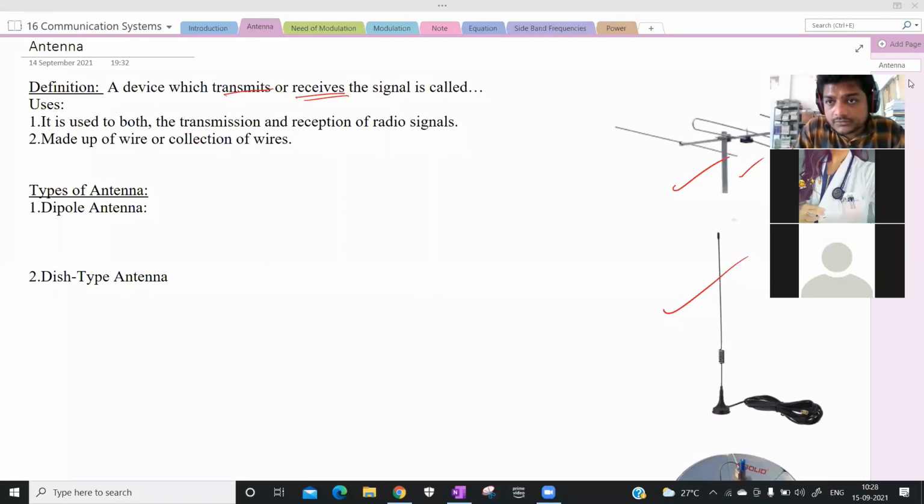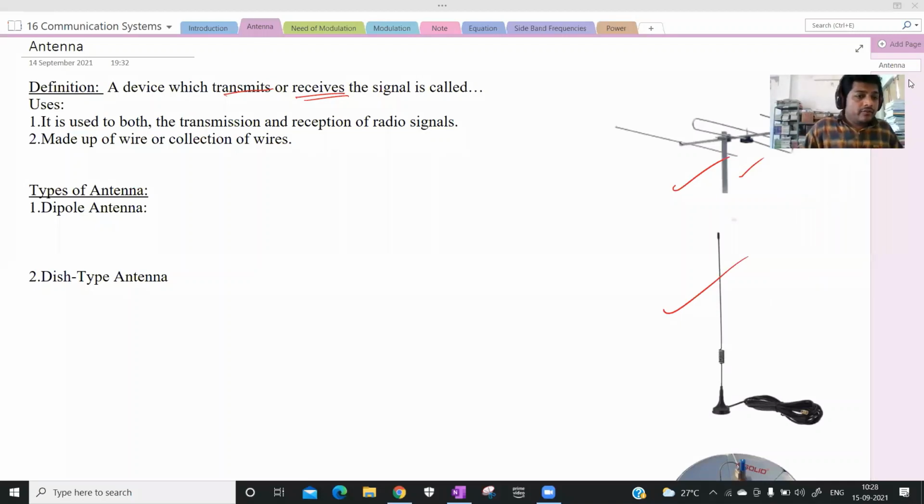Yes, sir. Right. Next, we have two types of antenna. One is the dipole antenna, and the second one is this type of antenna. What is a dipole antenna? One more name for the dipole antenna is the omnidirectional antenna. Omnidirectional antenna means only in a single direction.